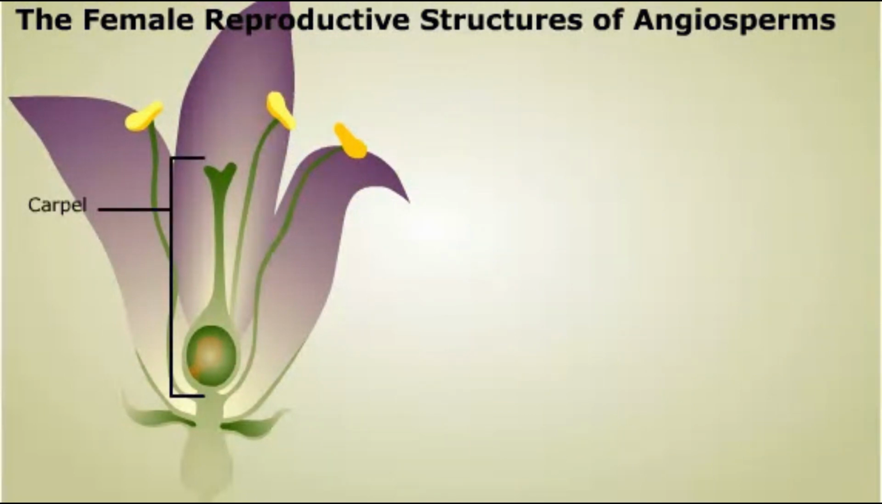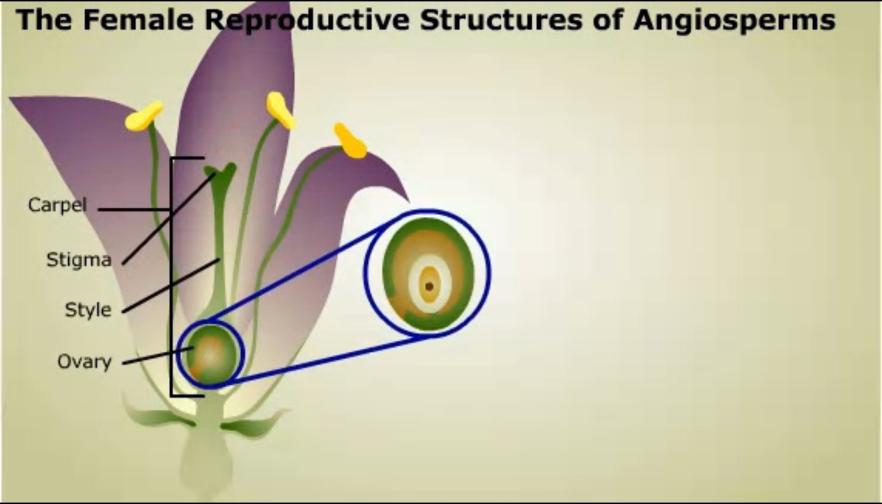Some flowers have a single carpel, others have many fused together called the pistil. The carpel is made up of the stigma, which is joined to the ovary by the style. The sticky stigma receives pollen for fertilization. The ovary produces the female reproductive cells, the eggs.